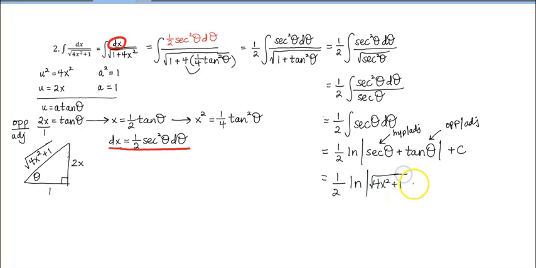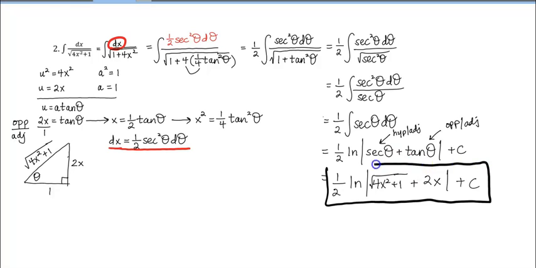All of that's under the square root. And then for tan theta, which is opposite over adjacent, the opposite side is 2x and the adjacent side is 1, so I don't have to write that division. And now that we have everything back in terms of x, we have our final answer for our integral.